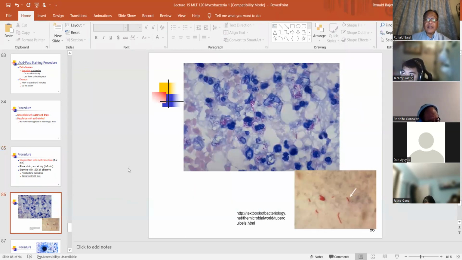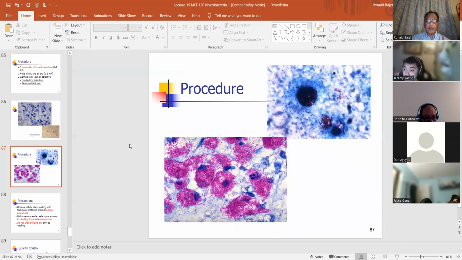Okay, so this is positive. You can barely see it, but you can see that there's red within the cells or around the cells. Here's another smear where you can actually see the red here. It's not so clear here, but you have to look for it, and it's actually numerous. So these are 2 examples of a positive AFB smear. Definite positive here and definite positive here.